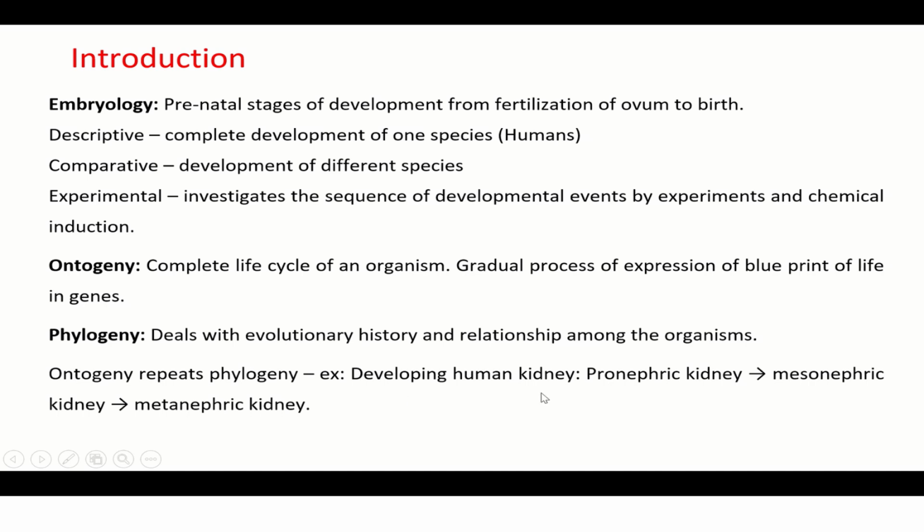If we see the development of the human kidney, initially there is formation of the pronephric kidney in the region of the neck, which is seen in some primitive fishes and cyclostomes. Later this disappears and there is formation of the mesonephric kidney in the lower thoracic and lumbar region, as in amphibians. Ultimately there is formation of the metanephric kidney in the lumbosacral region, which is retained as the permanent kidney in humans. So the human body undergoes stages of fishes, amphibians, and then reaches the mammals. This is what it means: ontogeny repeats phylogeny.